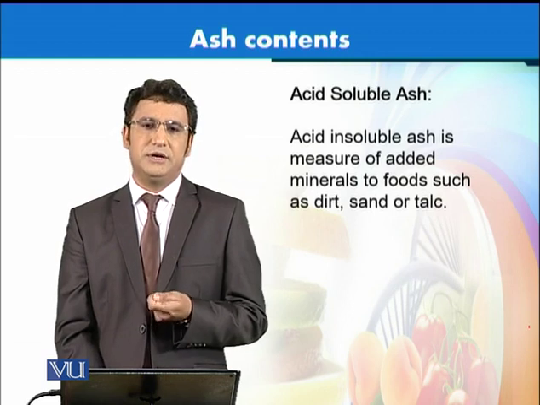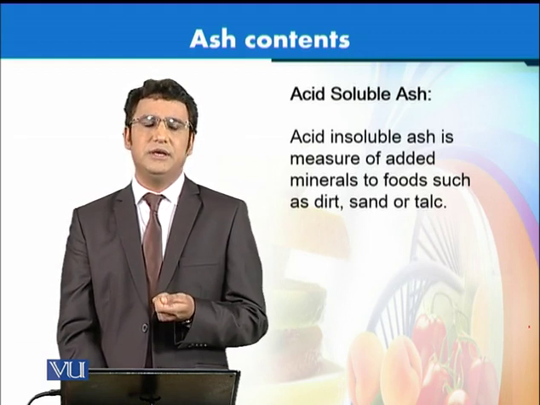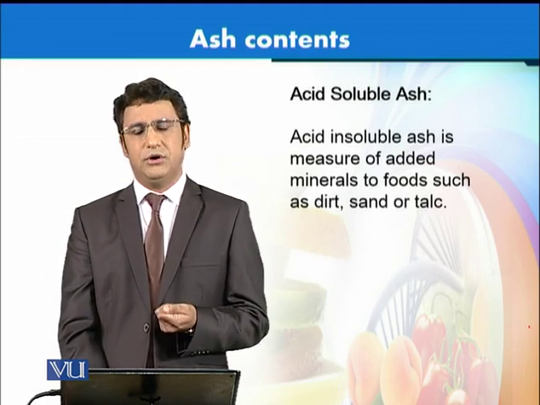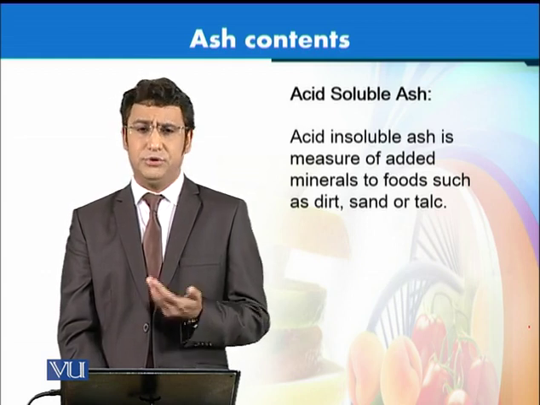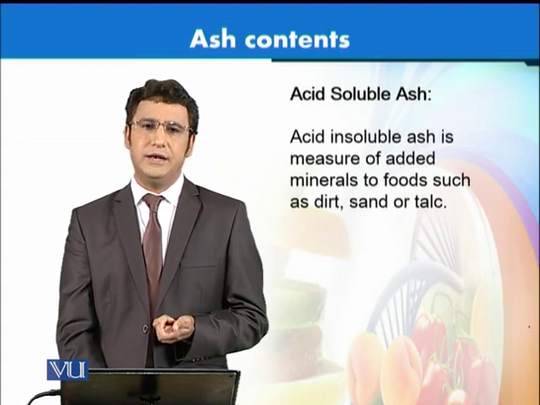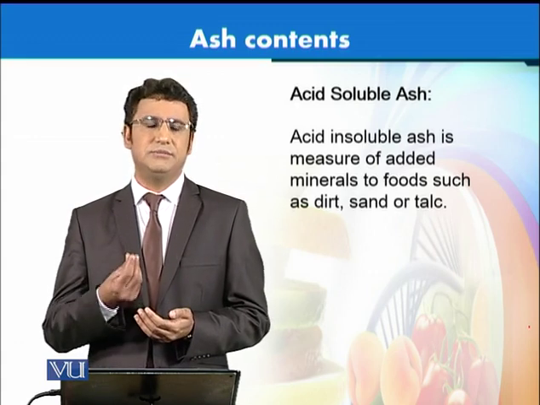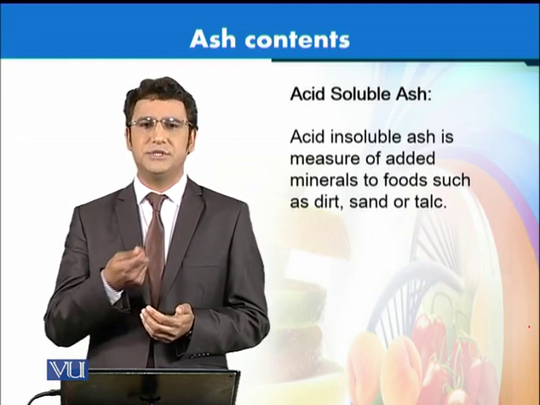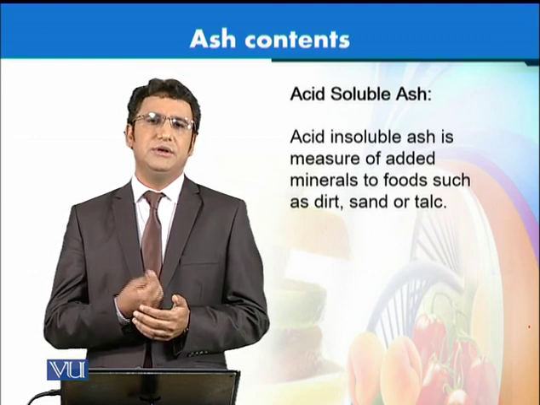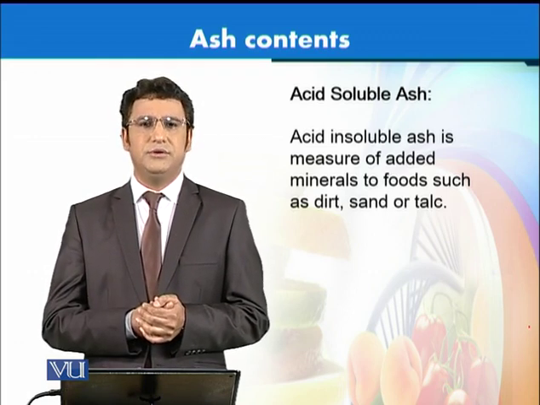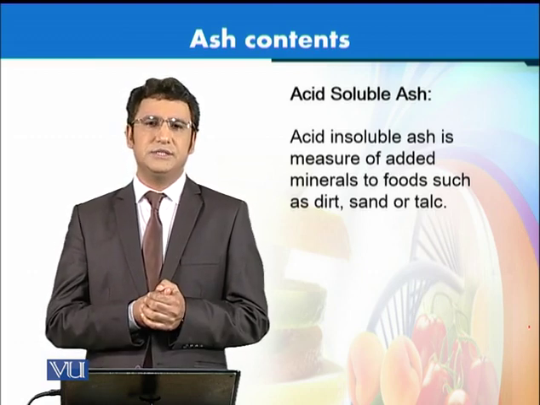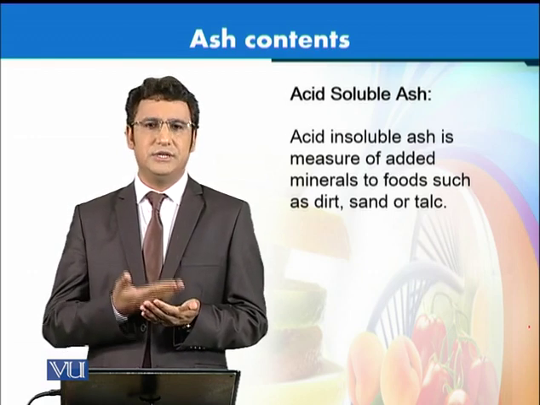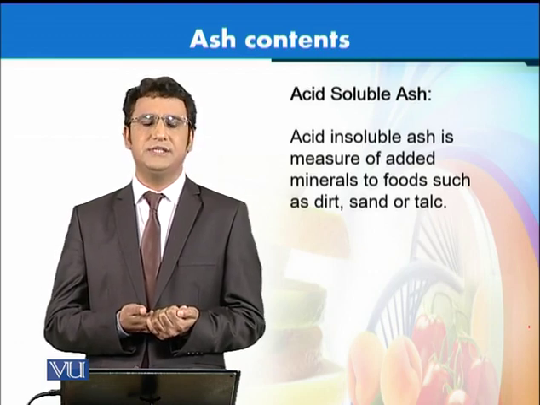Another aspect of this analysis is that we can measure the acid soluble ash as well. Acid soluble ash, on the other hand, gives us information about impurities in the food sample, like sand and talc. Sometimes these things are added as adulterants in foods. So in order to know if there are any foreign elements present within a food sample, we do the acid soluble ash contents. So this was all about ash analysis, where we perform the initial analysis, we do the total ash contents, and if needed, we do the water soluble ash as well as acid soluble ash.